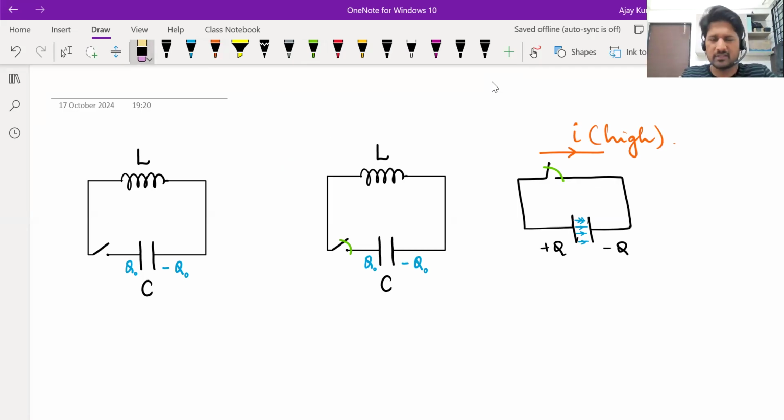Or actually positive charge doesn't move, you all know that. Electrons go from negative plate to positive plate anti-clockwise. That means current flows clockwise. Okay. So you will see current flowing here.